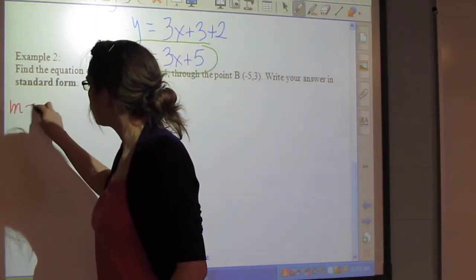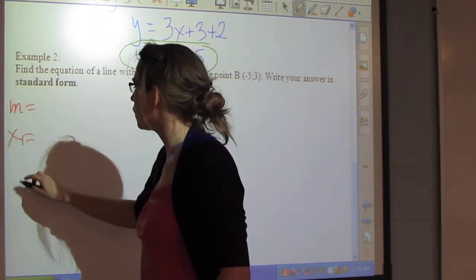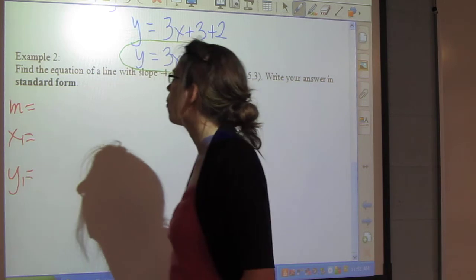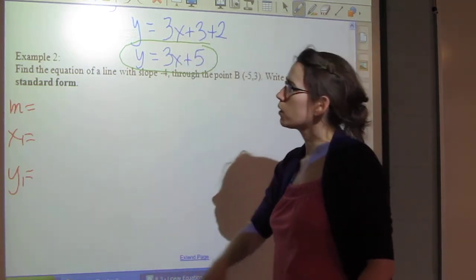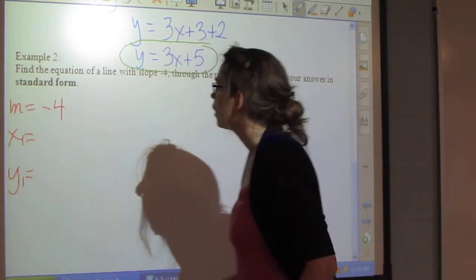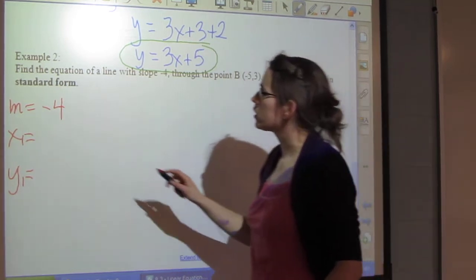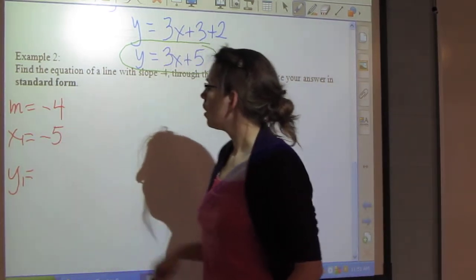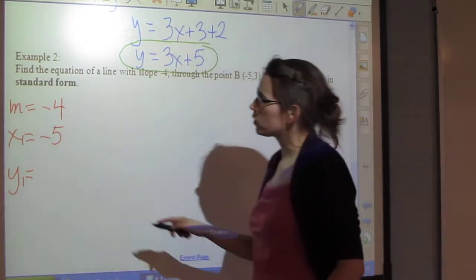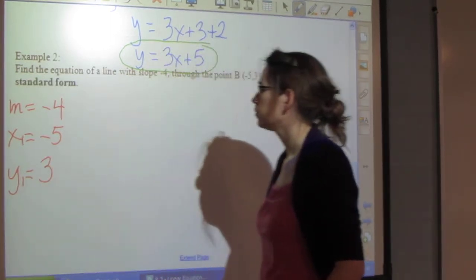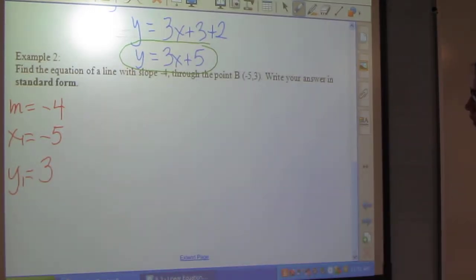So we need to know a slope, we need to know an x point, and we need to know a y point. Well, our slope is negative 4. The x value of the point that we're given is negative 5. And the y value of the point is 3. So we have all of that.